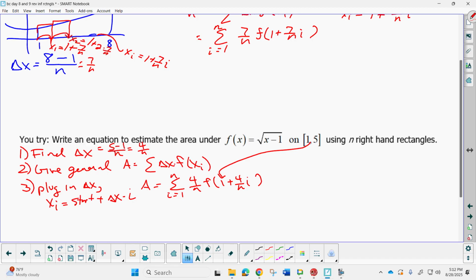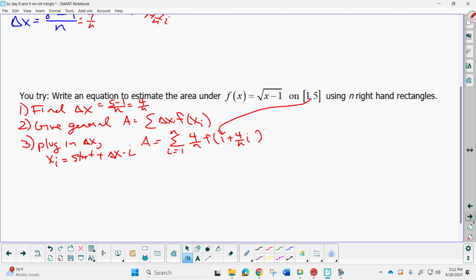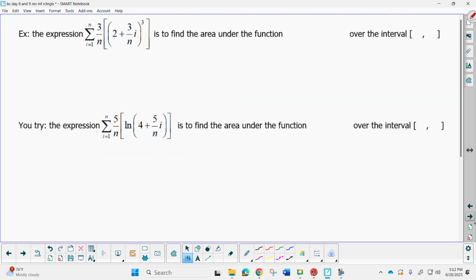All right, now let's go again backwards. Try from these set up integrals or summations to tell me what the function is and what the region is.